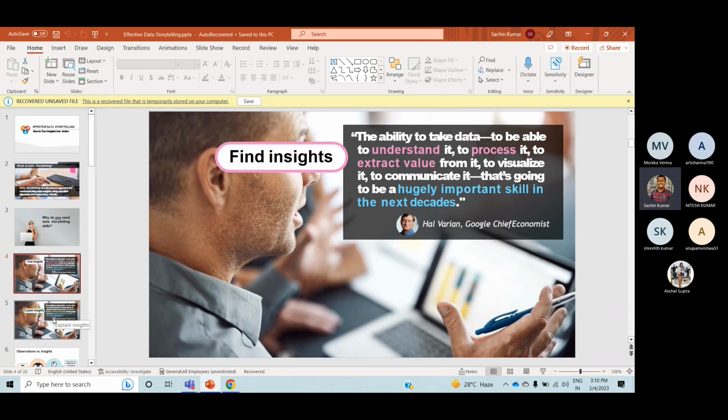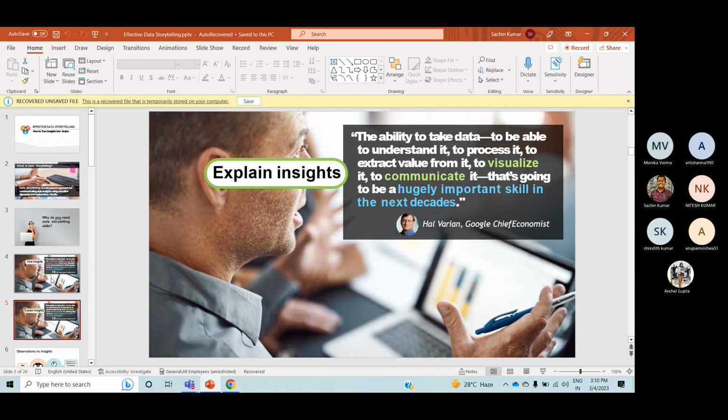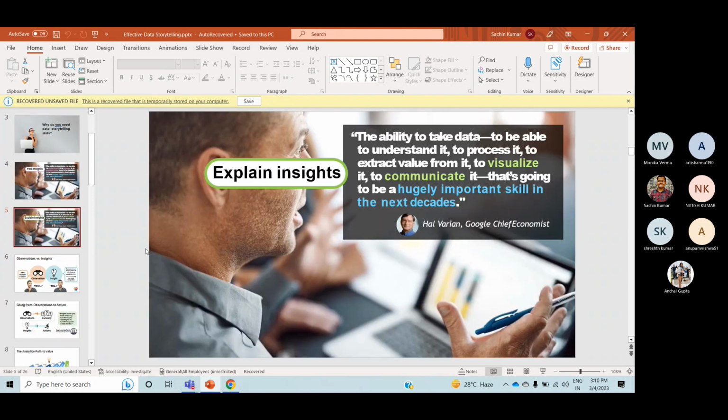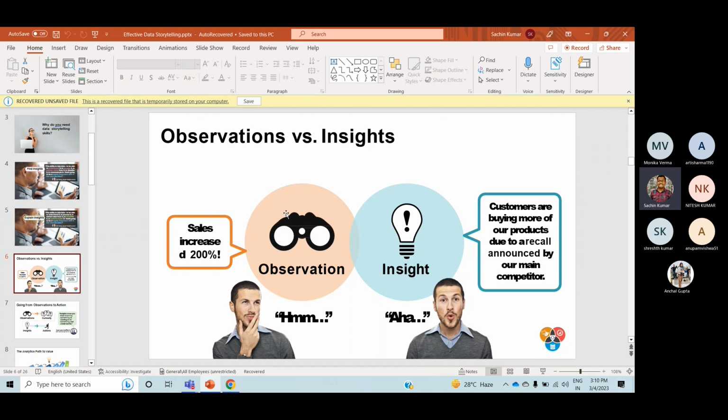And in this slide, we have put various statements showing the difference between observation and insight. Generally we take both as the same, observation or insight. But observation and insight are different things in the data field. Observation, for example, with some product sales, is that sales increased by 2000%.